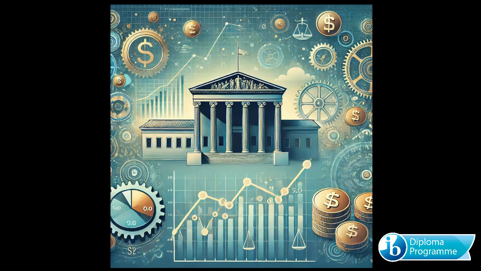In today's interconnected world, monetary policy decisions in one country can have ripple effects elsewhere. For instance, when the US Federal Reserve raises interest rates, it strengthens the US dollar. This can make imports cheaper for Americans, but hurt exporters in other countries. Central banks must weigh these global implications alongside domestic goals.